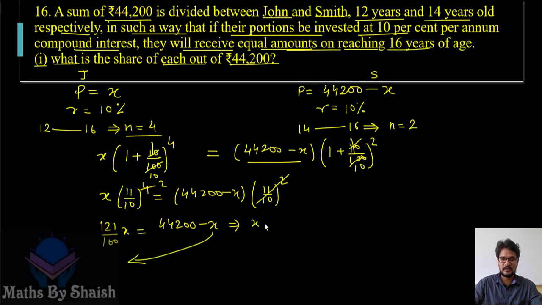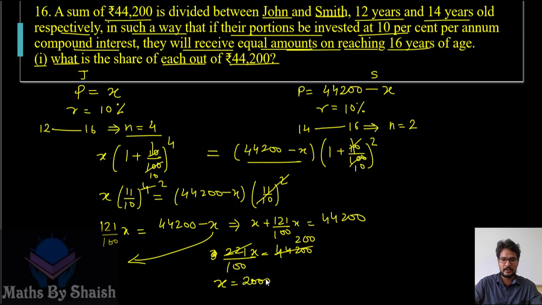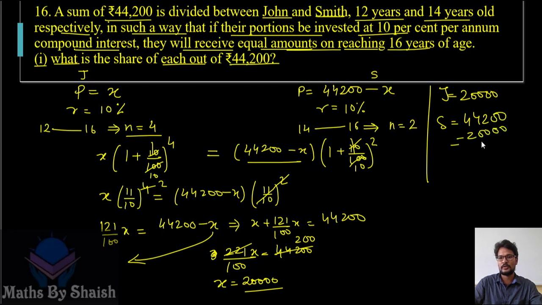So we'll get X plus 121 over 100 X is the same as 44,200, that is 221 X upon 100 by the LCM method, equals 44,200. Then 221 twice is 442, so twice and then 200, and finally we got X as 100 into 200, that is going to be 20,000. So it means John got 20,000 and Smith got the remaining, that is 44,200 minus 20,000, that is 24,200 rupees. So that's their share out of 44,200.